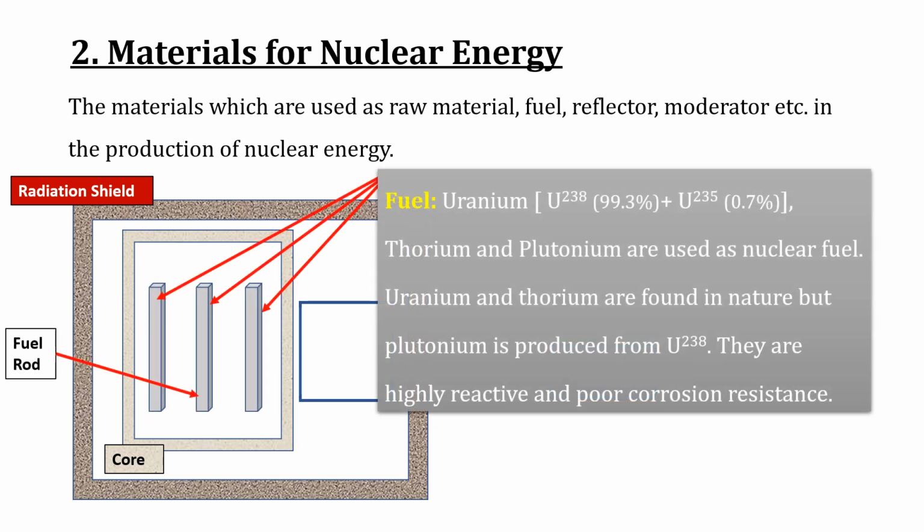Next is the fuel rod. Fuel rods are made up of either uranium, thorium or plutonium. Uranium and thorium are found in nature, but plutonium is produced from uranium-238.